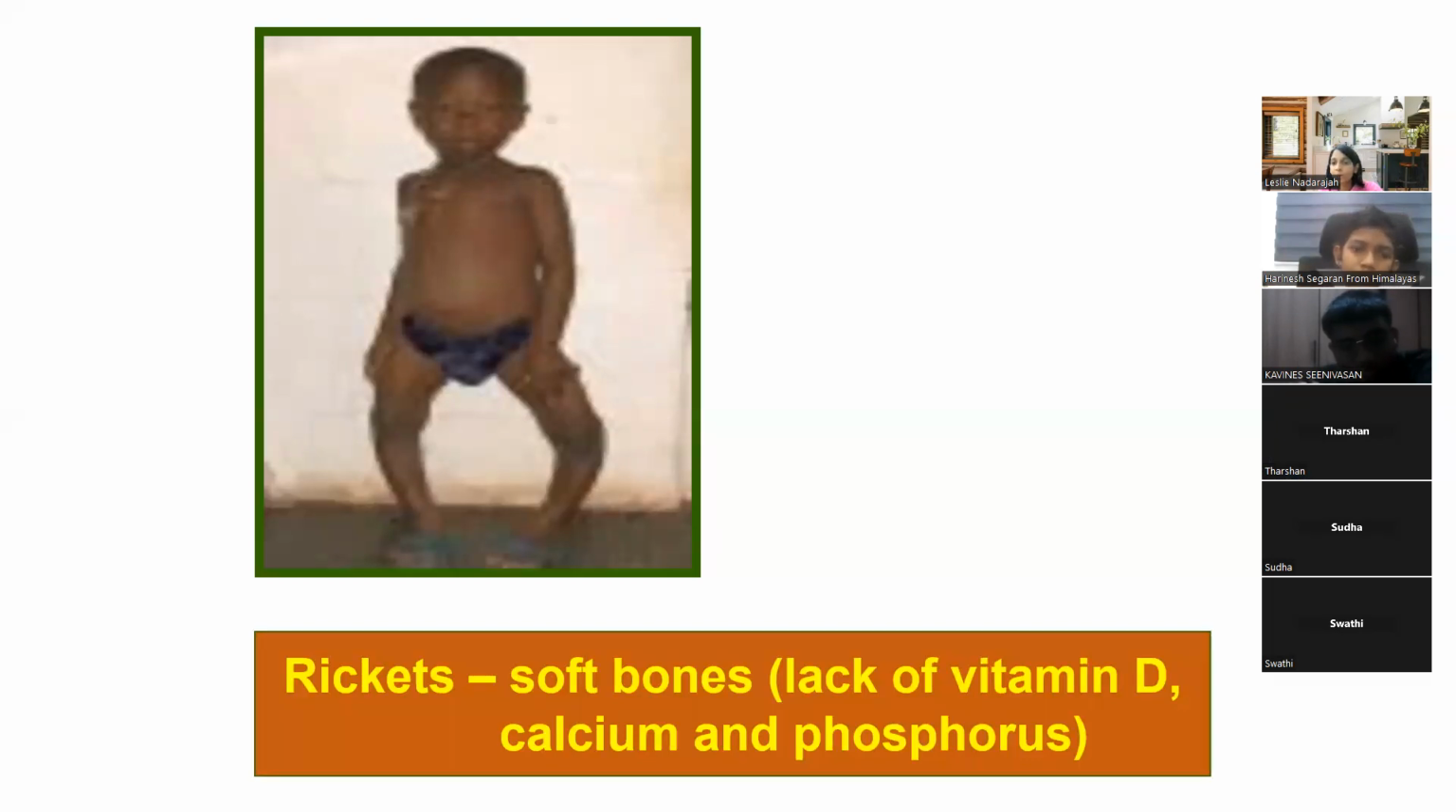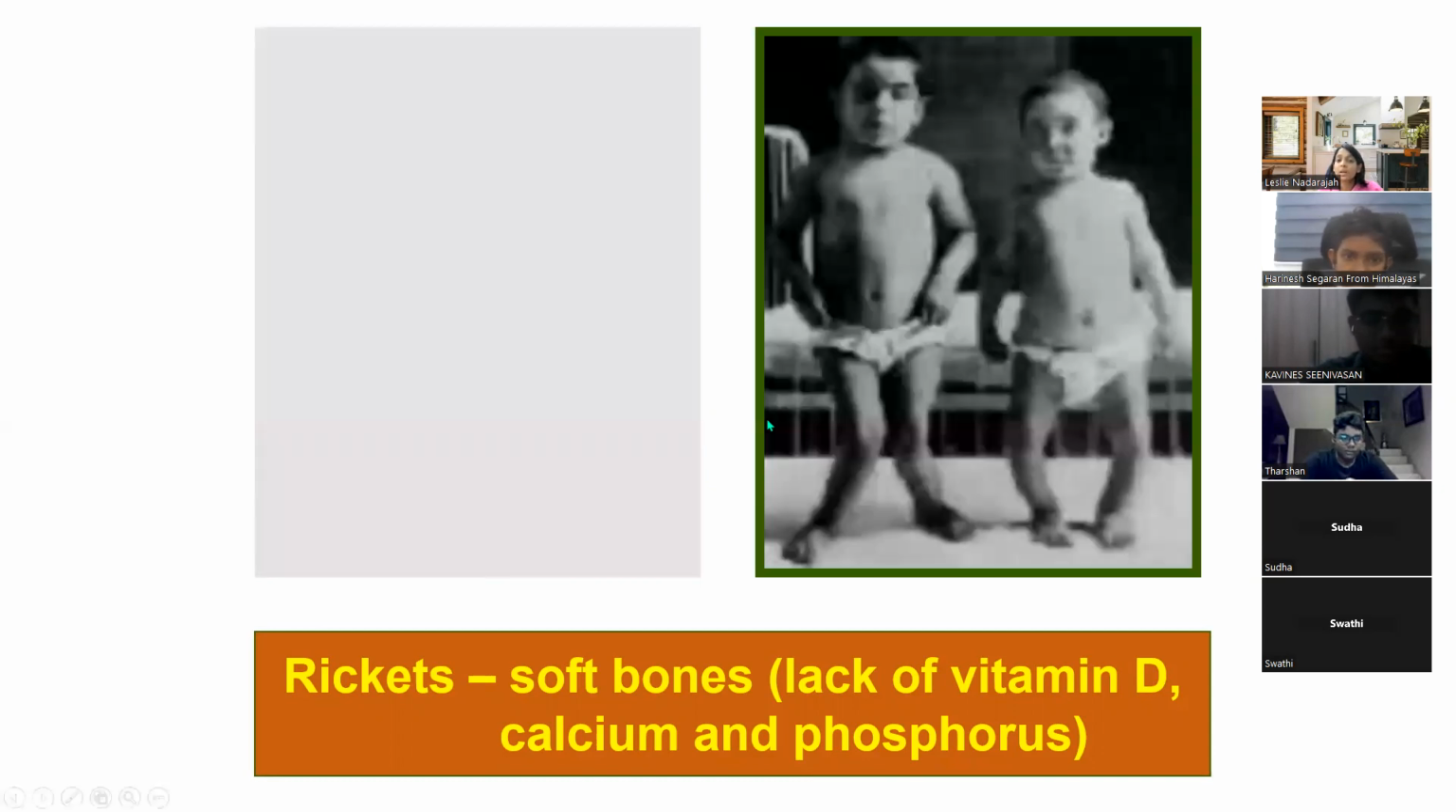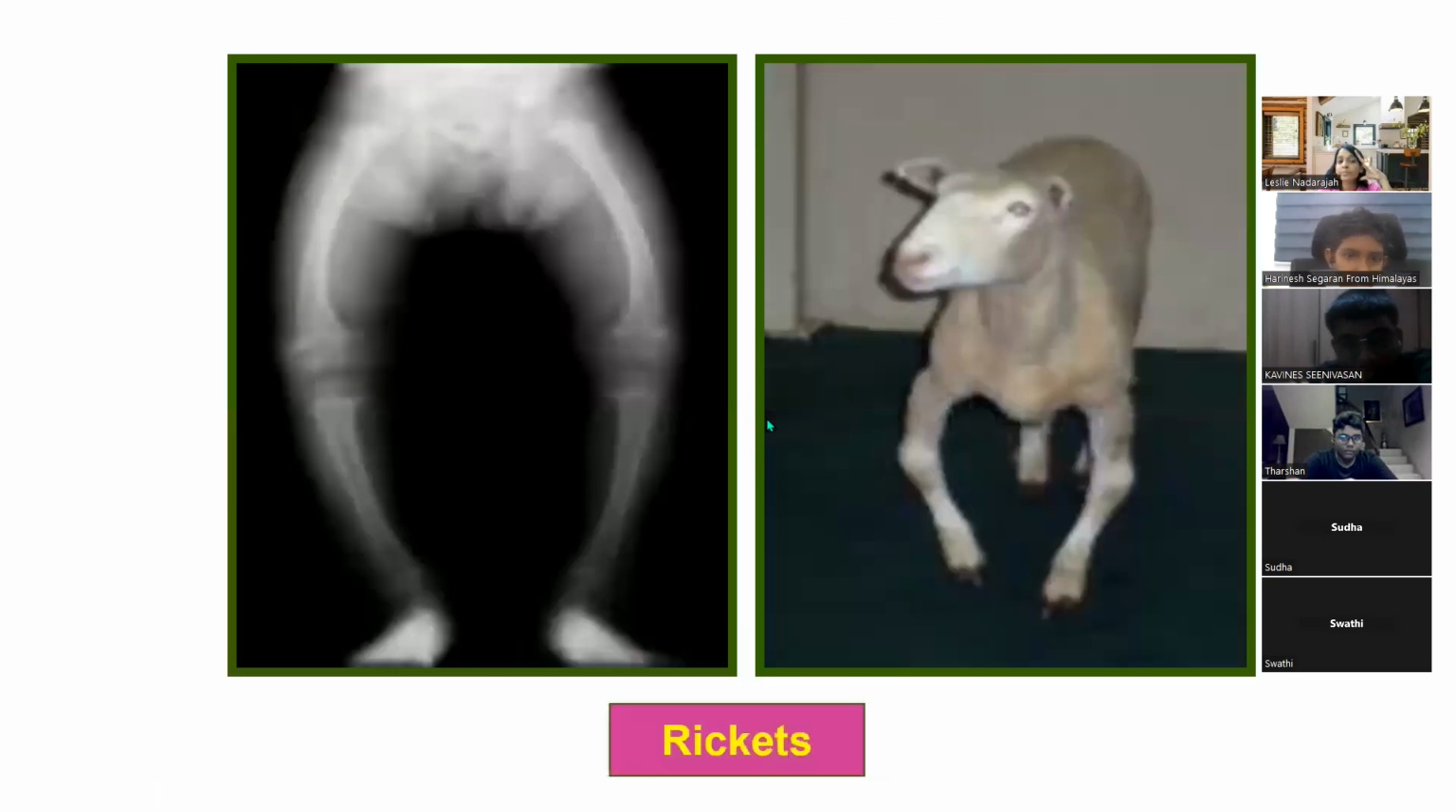Okay, all right, so you look at this boy's legs. UV is ultraviolet, that's what UV stands for. So you look at his legs. Now it doesn't just apply to humans. See their legs again. Look at their legs. Very soft bones here because of lack of vitamin D, calcium, phosphorus. Look at this. It also happens in animals as well.